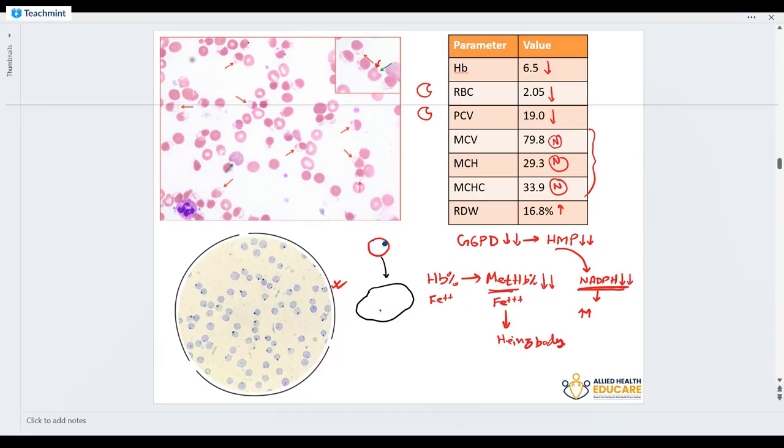So after phagocytosis, the RBC becomes like that. The macrophages of the spleen have removed this portion. So the RBC shape looks like a bitten shape. So this is called a bite cell.